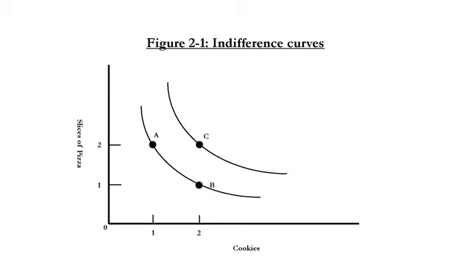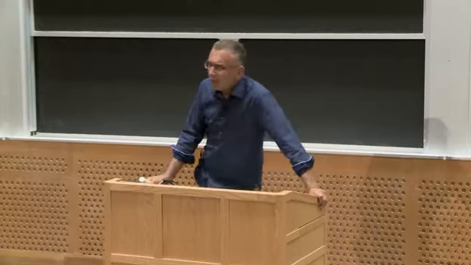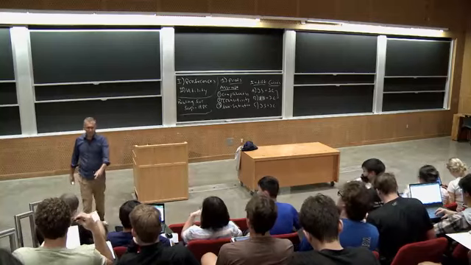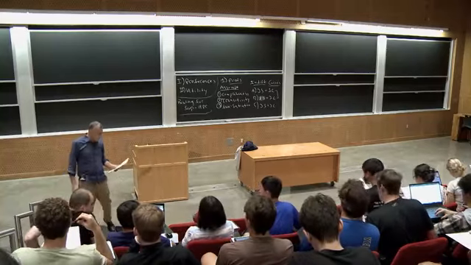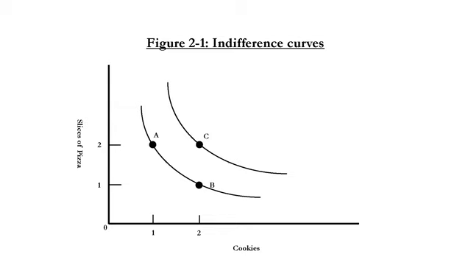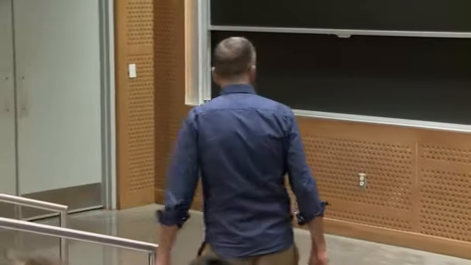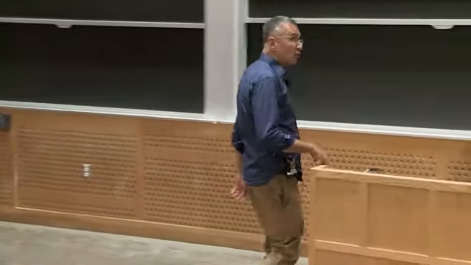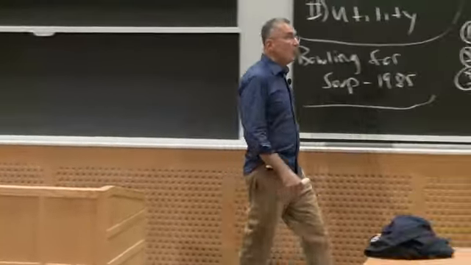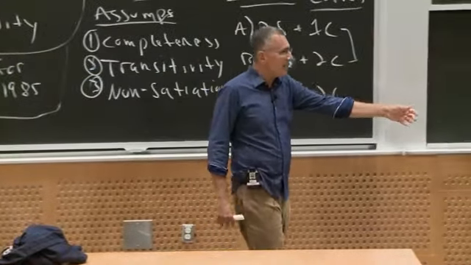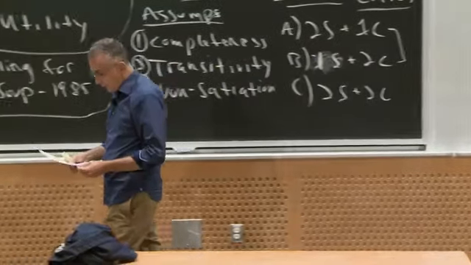Figure 2.1 is a map of my preferences. Okay? On the x-axis is cookies. On the y-axis is slices of pizza. Okay? So indifference maps are essentially maps of how you choose between the 2 goods you're choosing from. Okay? So basically, this is your indifference map.